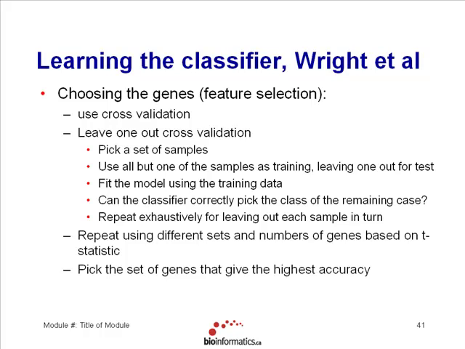But I mentioned that they use weighting, but they also did some deterministic feature selection. They use a method called cross-validation. This is an important technique that I wanted to discuss that deals with the problem of overfitting. So what we do is we pick a set of samples that we want to learn a classifier from, and we use all but one of the samples as a training set, and we leave one out for testing.